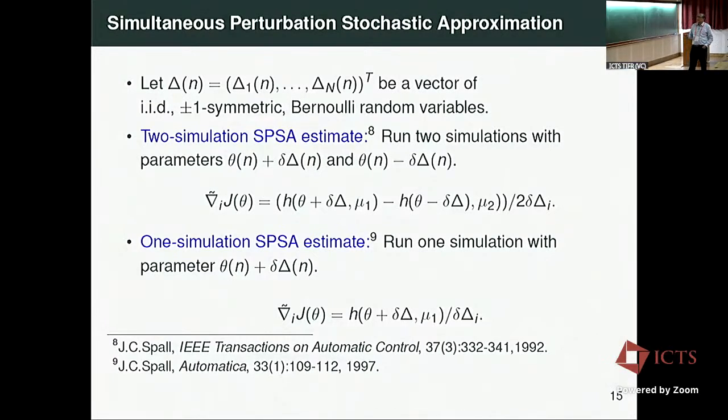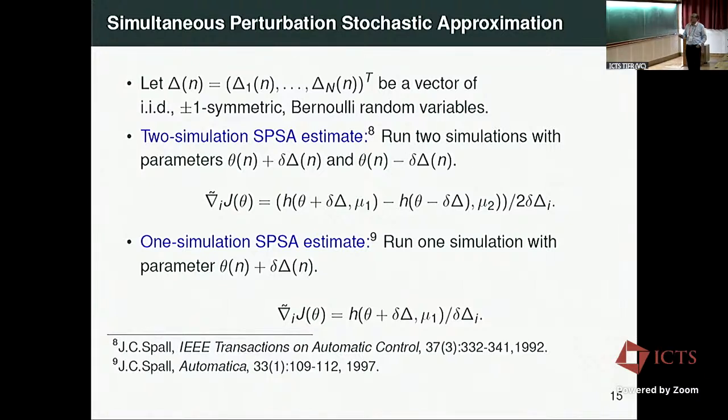Here I'll explain the SPSA estimate. Essentially, this is due to these two papers by Spall. In the original paper, he talks about this two simulation SPSA estimate. The later paper is on one simulation. The idea here is that suppose Delta is a vector of capital N random variables, and they are all IID. Each one of these Delta_i's is IID ±1, symmetric Bernoulli, which means they take +1 with probability half and -1 with probability half.